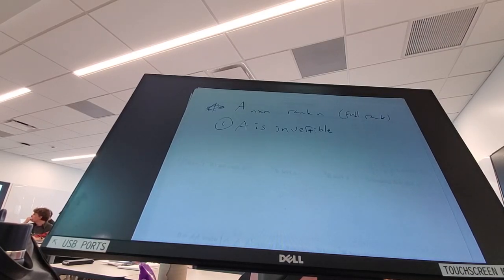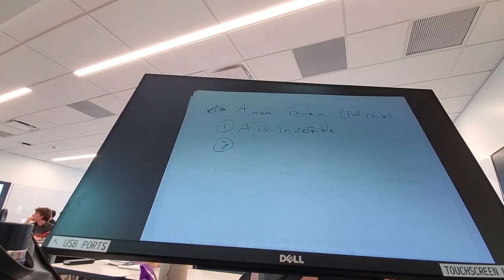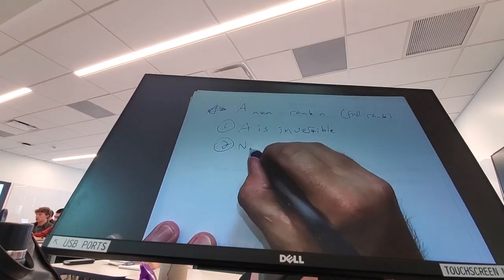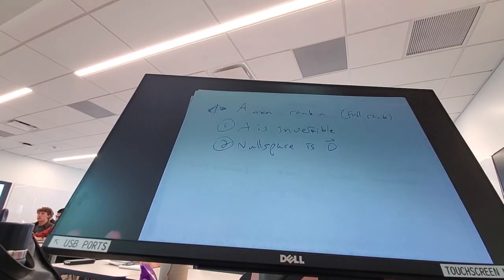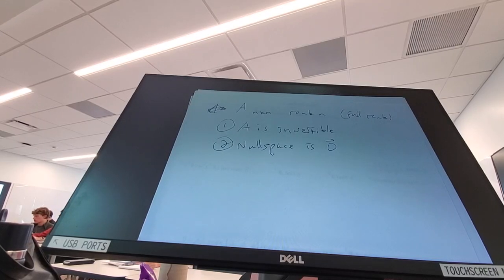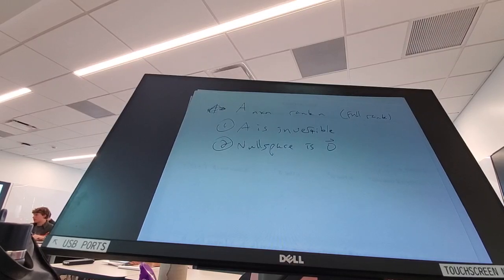What else? Anybody else have anything else? I think somebody said the null space is what? Zero. The null space is the zero vector. Why? We just said it earlier. The only way to get zero is if everything is zero. If I use a zero vector, it is the only way to make AX equal zero.